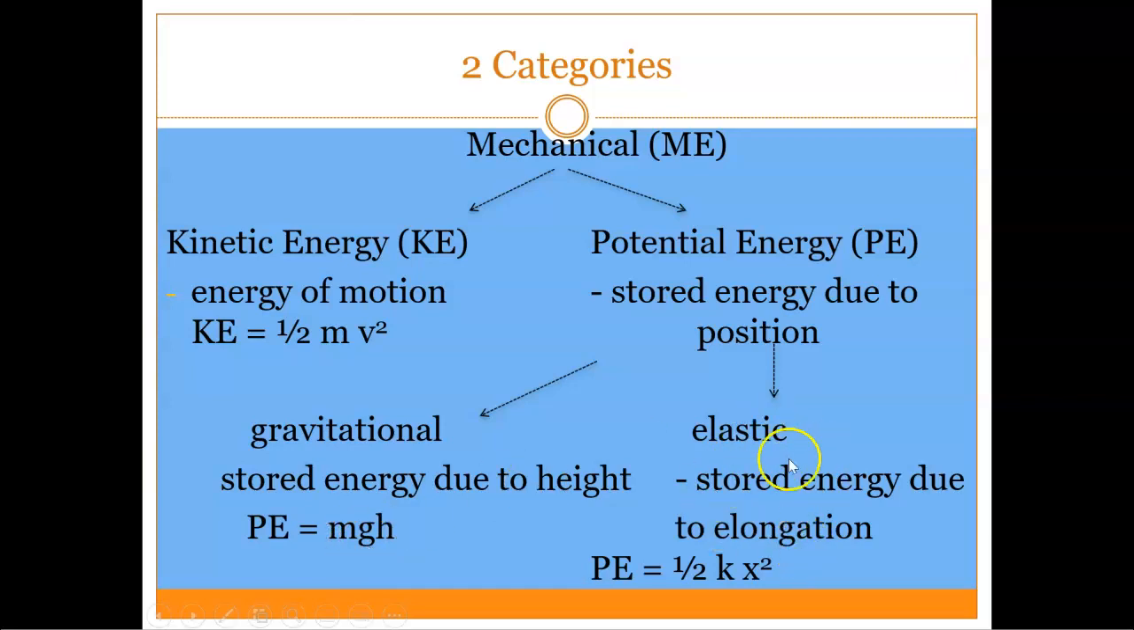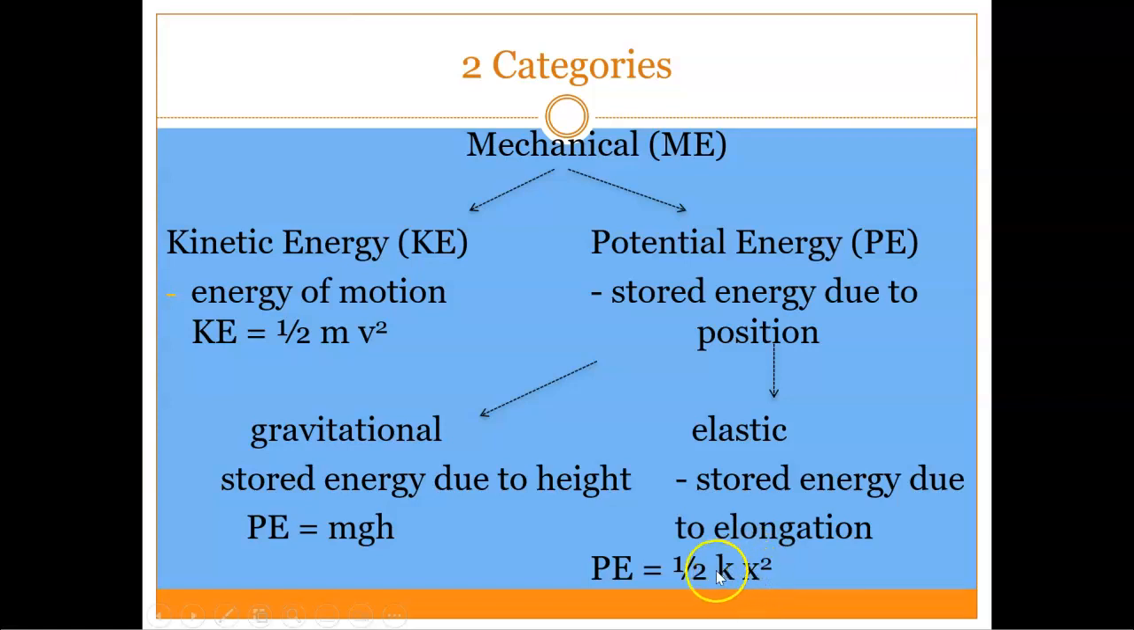And we have elastic, which is from springs. So stored energy due to the elongation of a spring. And we abbreviate that again as PE, and it's 1/2 times K. K is the spring constant for the spring. Any kind of spring will have its own constant. So each spring has its own K value, just like every surface has its own coefficient of friction. This is kind of like a coefficient for a spring. And it's usually measured in newtons per meter. And then X is how much that spring is stretched or compressed from its starting position. And it's usually measured in meters.